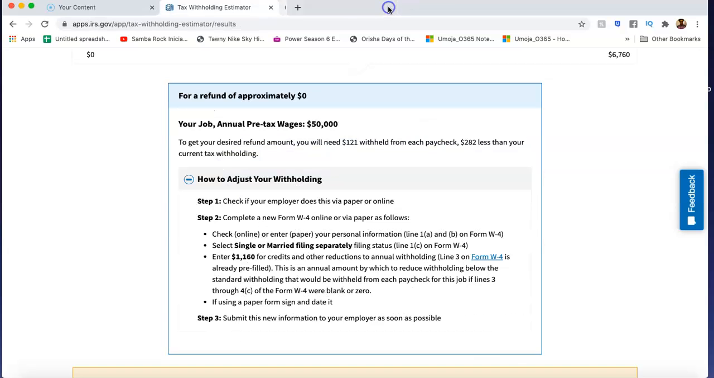All right. So that's the video. This is your W-4 adjustments. Get your money back. All right. That's your money and you need it so that you can do stuff with it.